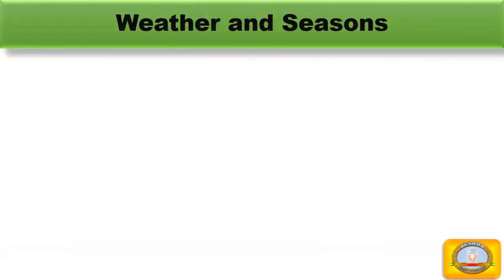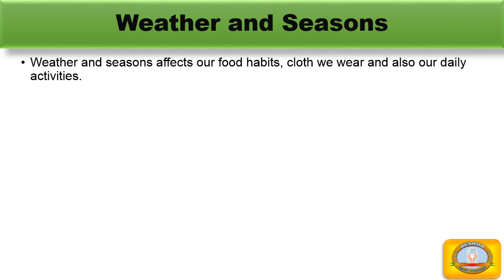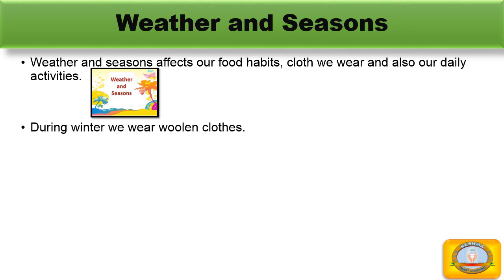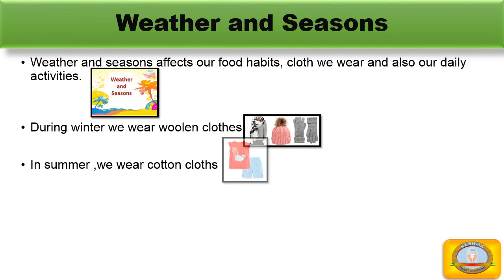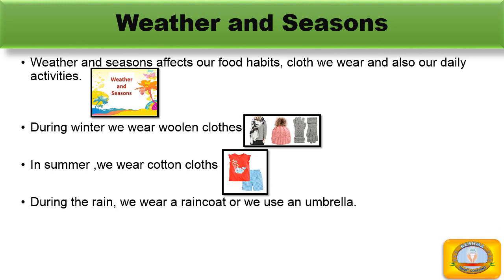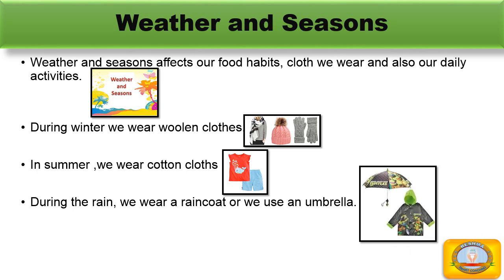Next, weather and season. Weather and season affect our food habits, clothes we wear, and also our daily activities. If it is a rainy day or a very hot sunny day, we prefer to stay indoors. We love to go out in the sun on a cold winter day. During winter, we wear woolen clothes. In summer, we wear cotton clothes. During the rain, we wear raincoat or we use an umbrella. During the hot weather, we enjoy ice cream and cold drinks, while in the cold weather, we like to have some hot drinks.